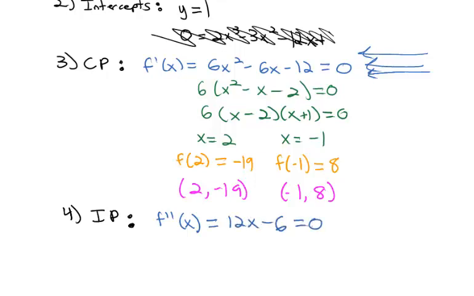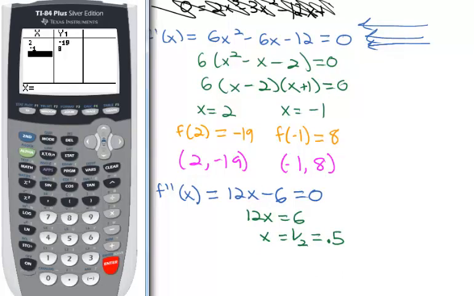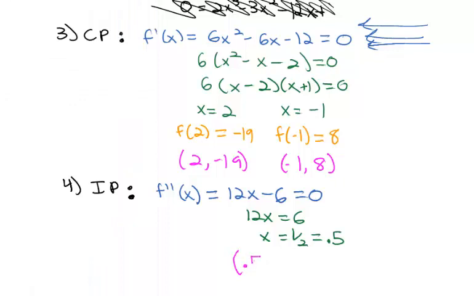And if we make that equal to 0, we're going to have something we can solve really quick by adding 6. 12x equals 6. Dividing by 6, and x is equal to 1/2, or 0.5. And so again, on our calculator, we're going to be interested in 0.5. And there y is negative 5.5. So the inflection point is (0.5, negative 5.5).